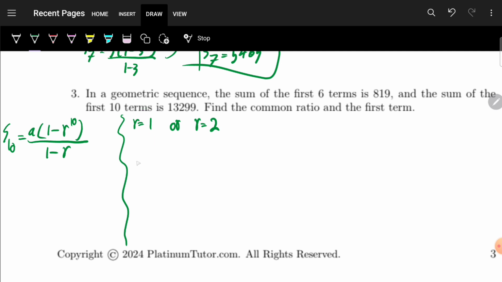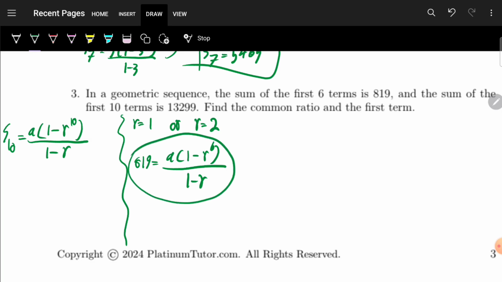So we know that the sum of the first 6 terms was 819, and that was a, let's do it this way. We'll write this out. We'll do 1 minus r to the n, so that's 6, all over 1 minus r. So we can see that r equals 1 doesn't really satisfy this equation, right? If we plug in 1, we're going to get a 0 here. We're going to get a 0 there. So everything just goes to 0.